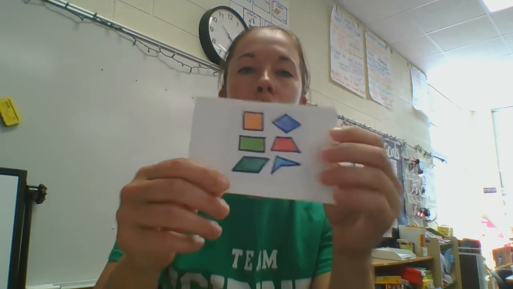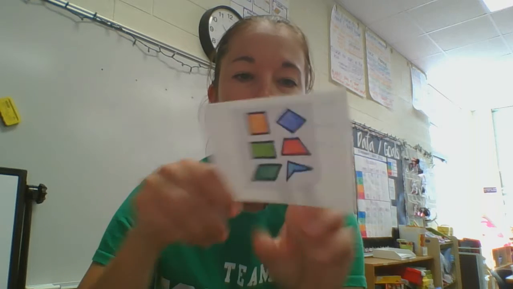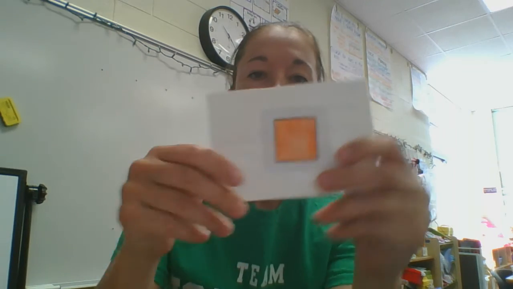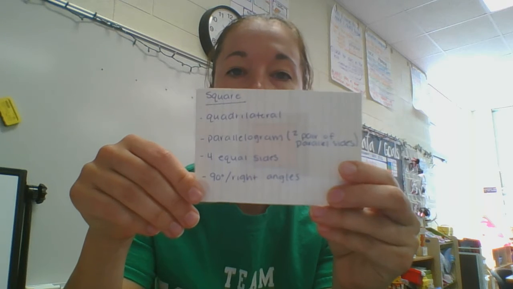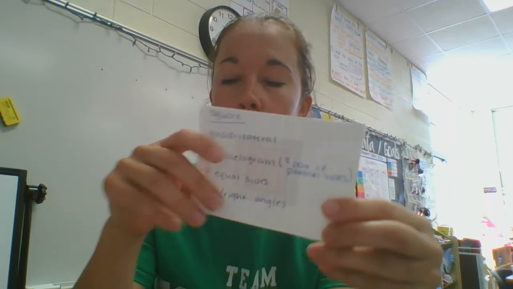So for quadrilaterals, they could be lots of different shapes, but they're always polygons that have four sides. A square is a quadrilateral, it's a parallelogram, they have four equal sides and four right angles. So if you want to take the time to make some cards like this that will help you study and practice and learn these shapes, you can.